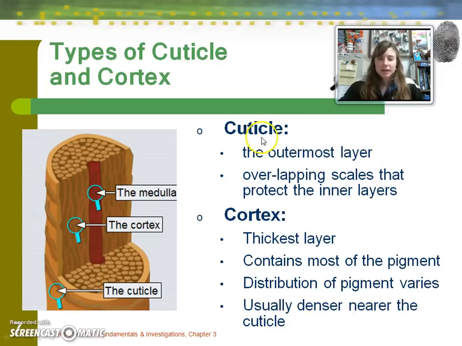So in looking at the cuticle, the outermost layer, there are often overlapping scales that you can see, which also vary in shape and texture depending on the species. We'll take a look at that in a little bit. And the cortex is the thickest layer. Often the cortex does contain a lot of pigment, and the cortex is often denser near the outside, near the cuticle.